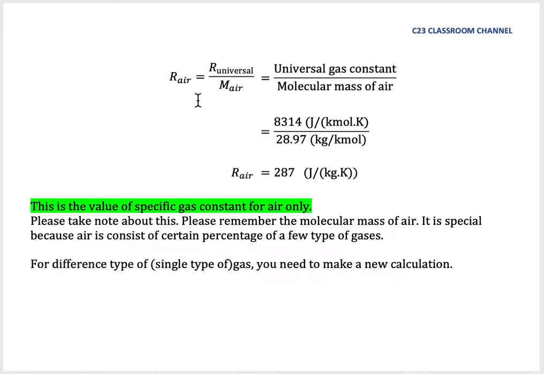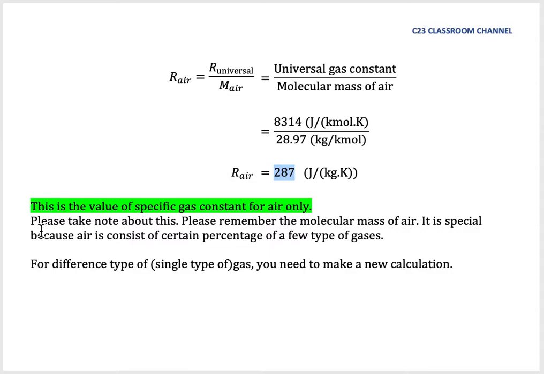So R for air, for example, is the universal gas constant divided by the air molecular mass. So it is about 8,314 divided by 28.97, and then finally we get the gas constant for air is 287 joule per kilogram Kelvin. Please remember this number because this number will not be given in the exam. So this is a basic parameter that you need to remember in compressible flow.